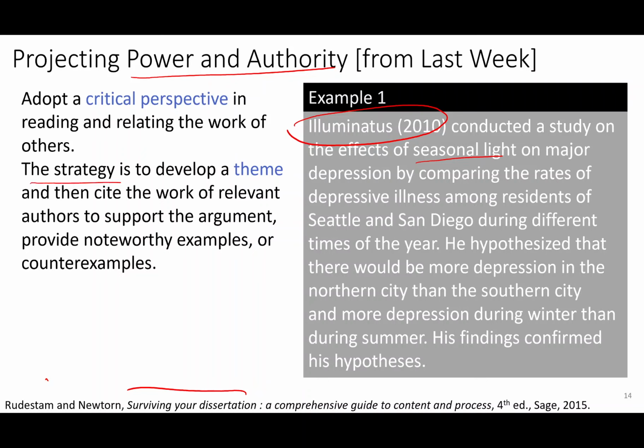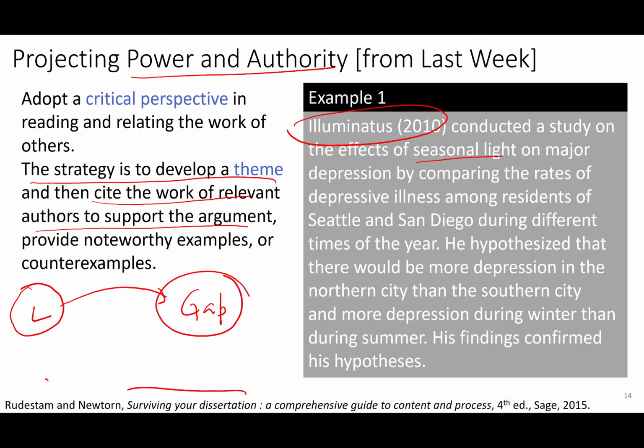So the strategy must be to develop a theme and then cite work of relevant authors to support an argument. Now in a literature search, what we want to do is, starting with the literature, we must arrive at the research gap. That's our intention. And through your arguments, by using several paragraphs of argument, you must establish that this gap exists. And then you propose your solution to this gap. Now this is the flow that would be well received by the reviewers and the readers. So starting with the literature, establish the gap and propose a solution.